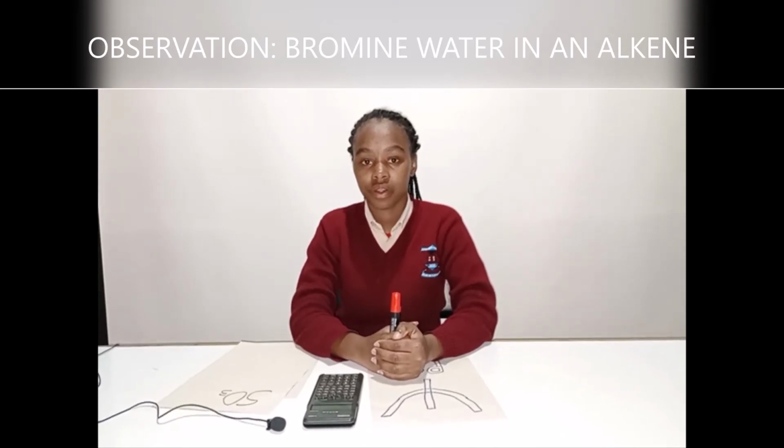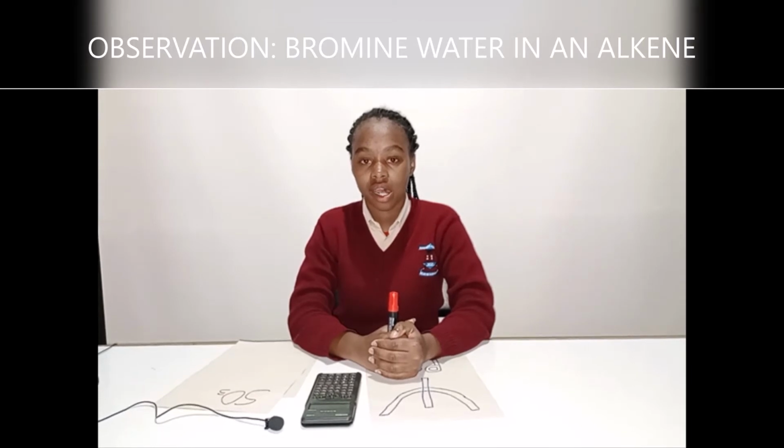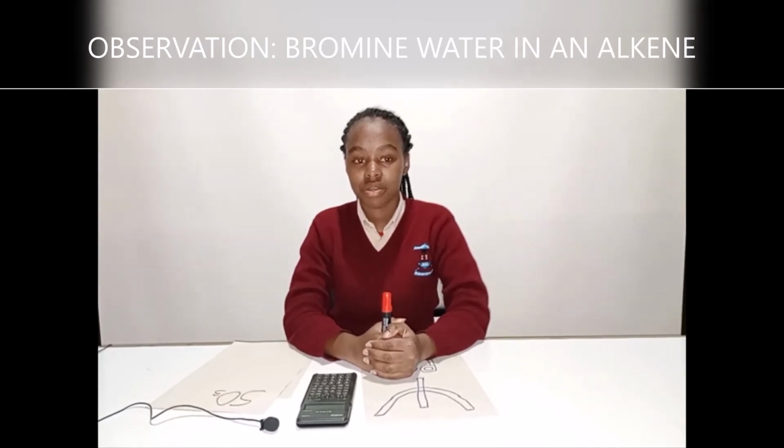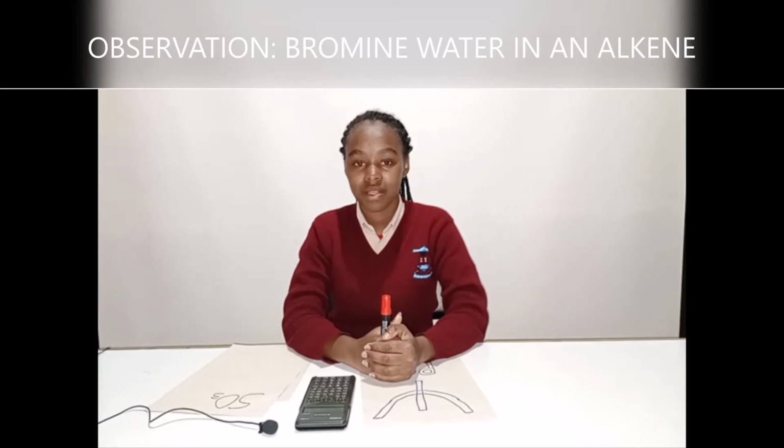Good. I may deny you the point, so you need to state the original color. So bromine water will change from brown to colorless. It will be from yellow to colorless.